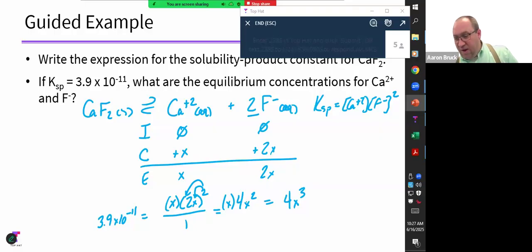If I divide each side by 4, 9.8 times 10 to the negative 12th is equal to x cubed. I need to take the cube root here. I get x as 2.1 times 10 to the negative 4th molar.